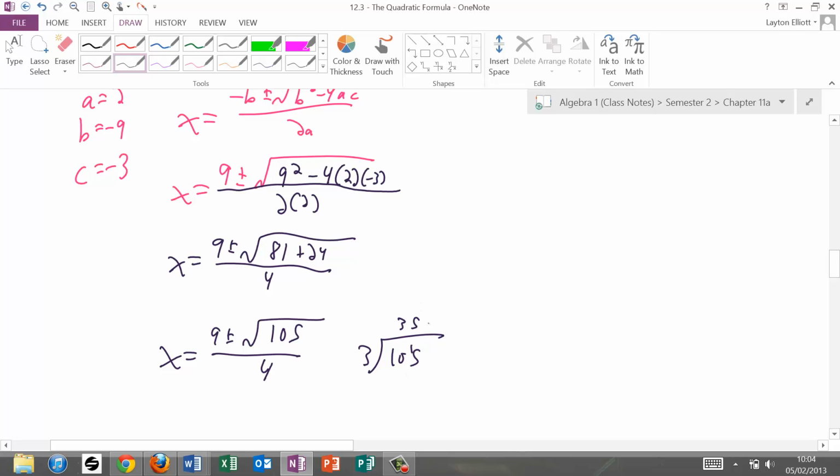1, 5. Okay, 35 and 3. 35 is 7 and 5. Okay, so that's not going to simplify. And that's done. I'm going to erase the x equals and just make it set notation.